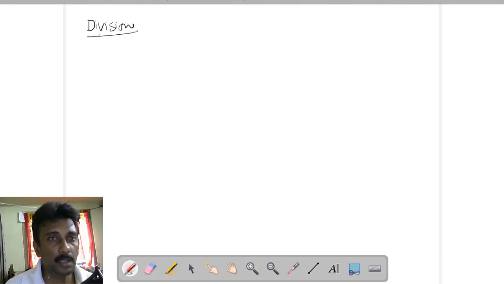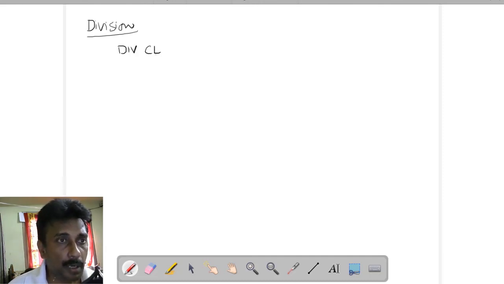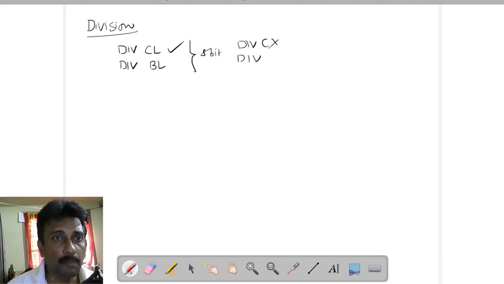In division operation, as we all know, we can divide two numbers and we will get a quotient and a remainder. The instruction format of division is similar to the multiply instruction. You can write div CL, or div BL. In general, we use only CL for 8-bit. If you want to use 16-bit, then you can write div CX or div BX, something like that. So you can use 16-bit or 8-bit registers.